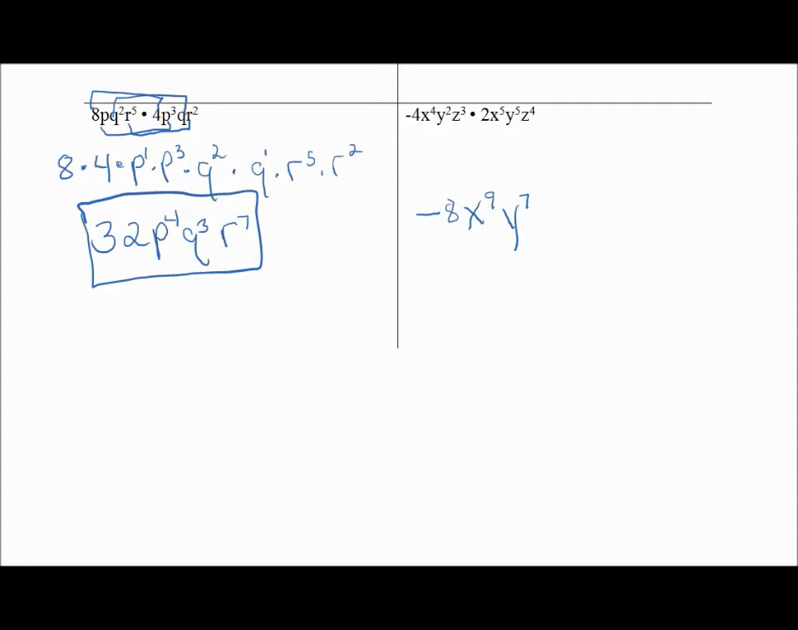And then for that last variable, the z term, I have z to the third times z to the fourth. I know that the base is z, and I'll simply add my exponents. 4 plus 3 is 7. So I'll end up with negative 8 x to the ninth y to the seventh z to the 7th. And that's my final answer. It's a fairly simple process. All it takes is a little bit of practice.